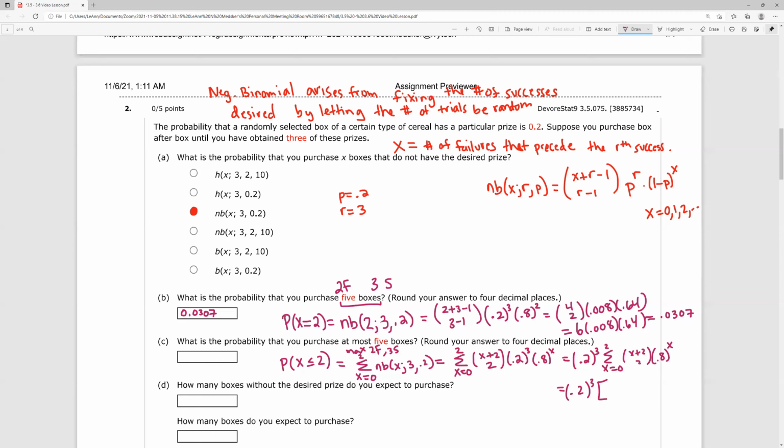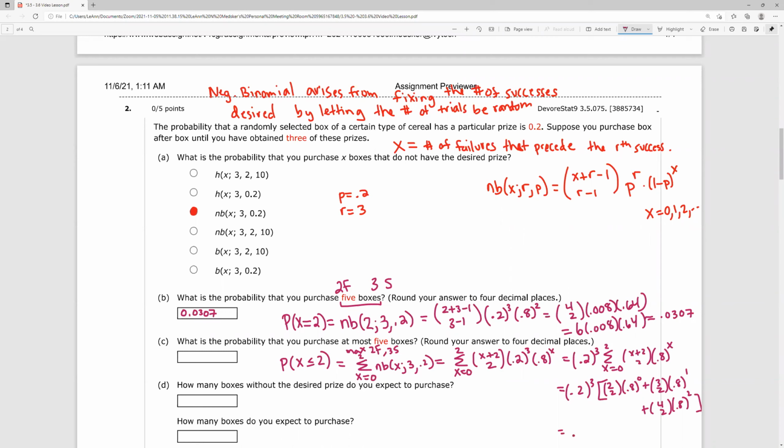This will be, for 0, 2 choose 2 times 0.8 to the 0, plus, if I put in a 1, that would be 1 plus 2, so that'll be 3 choose 2 times 0.8 to the 1, plus my last one is plugging in a 2, at least it's a small summation. 2 plus 2 is 4 choose 2 times 0.8 to the second.